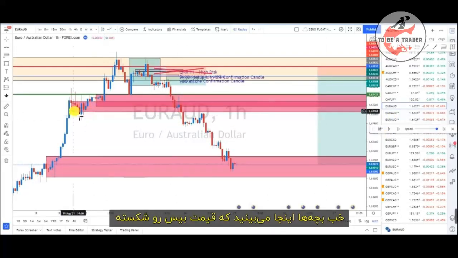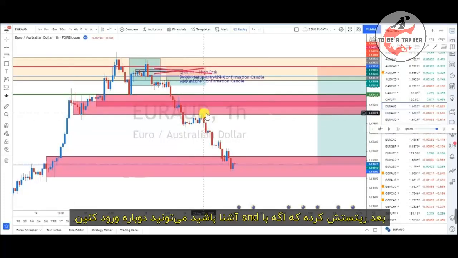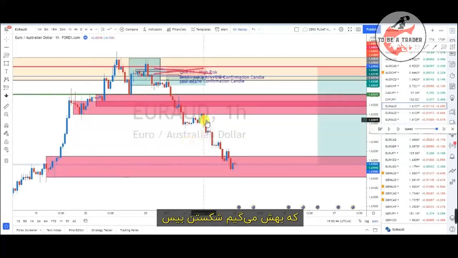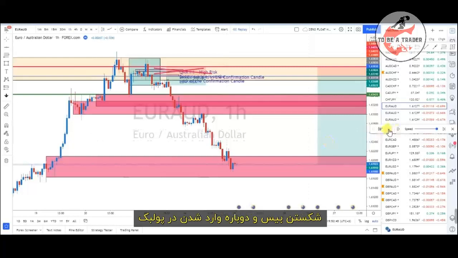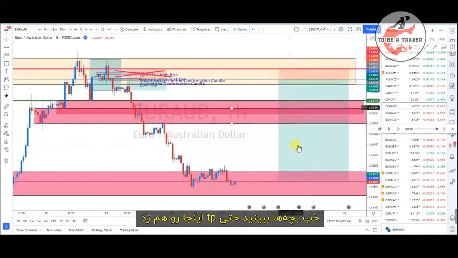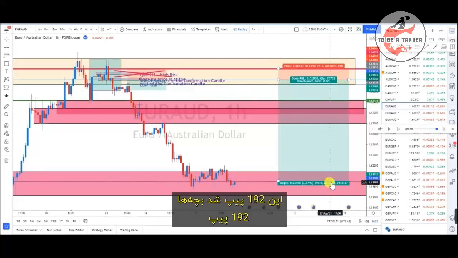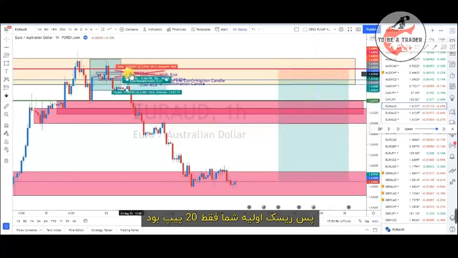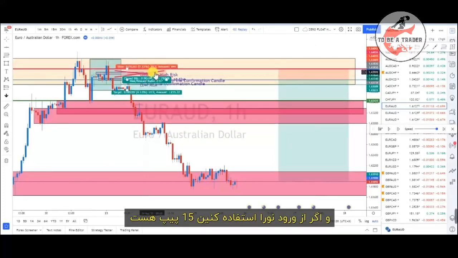Alright, guys, you can see here like this one. This is the base. Price broke, retested this. You can enter again if you know how, if you are familiar with SND, with what we call base break, pullback, re-entry. Okay, and so on. So guys, it even hit the TP here. Well, this is 192 pips, guys. The initial risk was only 20 pips, or if you're using the Nora entry, 15 pips.